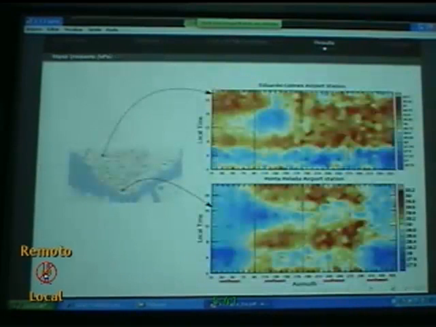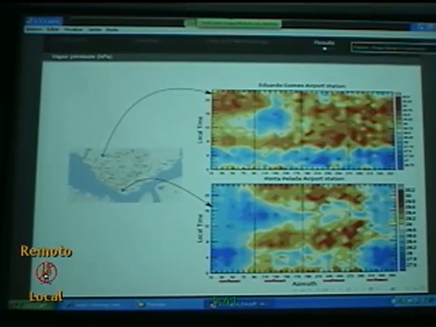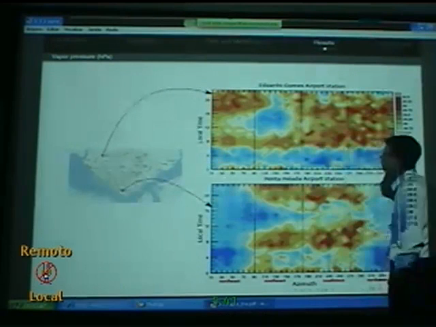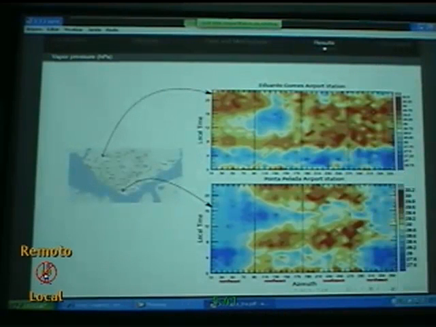Here is vapor pressure calculated for this weather station. In the first one, you can see that the vapor pressure is a function of wind direction. When you look at this figure, you can see it very well. For example, when the wind comes from Manaus City, you can see low values of the vapor pressure. And when the wind comes from the river, you can see high values of the vapor pressure.